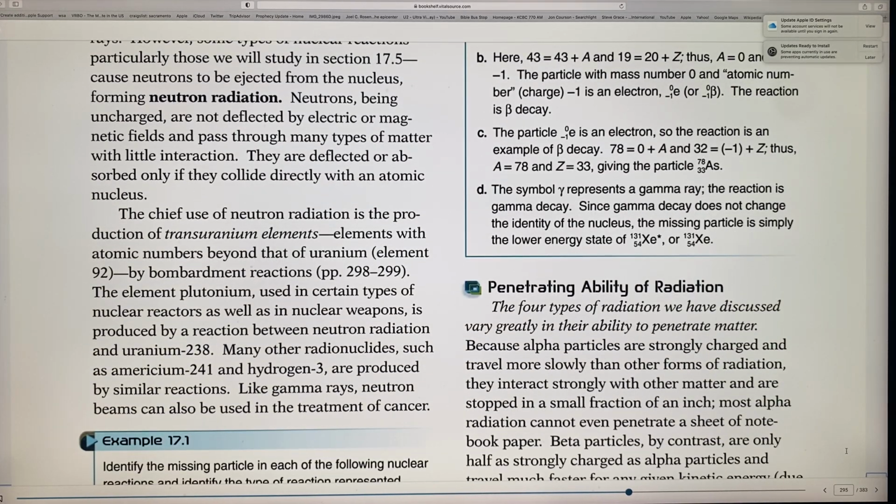So the chief use of neutron radiation is the production of transuranium elements, so elements with atomic numbers beyond uranium. If they have very heavy elements, then the neutron coming loose is going to be more common. The element plutonium, which is used in nuclear reactors and bombs as well, and nuclear weapons, was produced by a reaction between neutron radiation and uranium. They took uranium and basically in the midst of all this, they produced these flying neutrons.